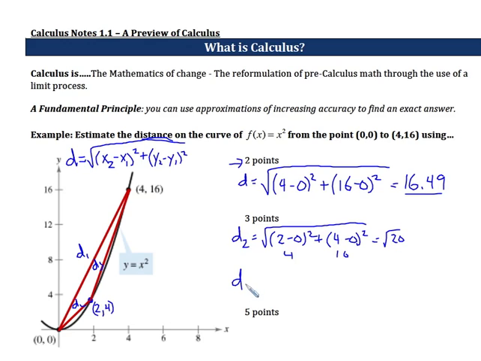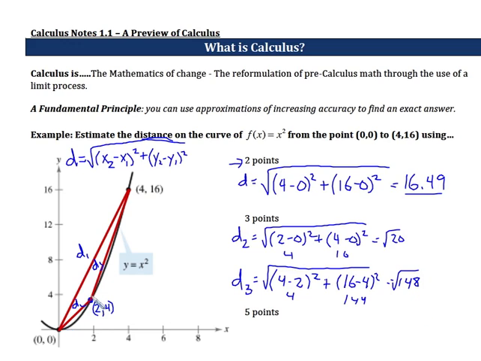Then we also need to find D3. That's going to be between points (2, 4) and (4, 16). So we have 4 minus 2 squared plus 16 minus 4 squared. That gives me 4 and 144, so this is going to be the square root of 148.